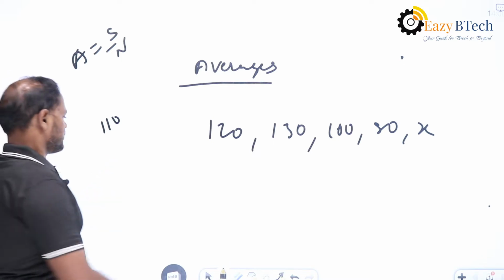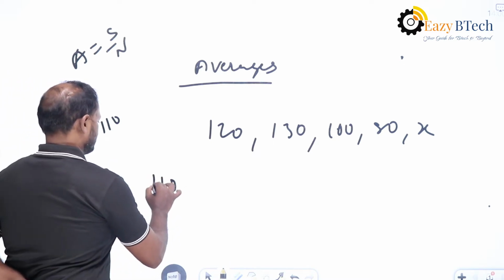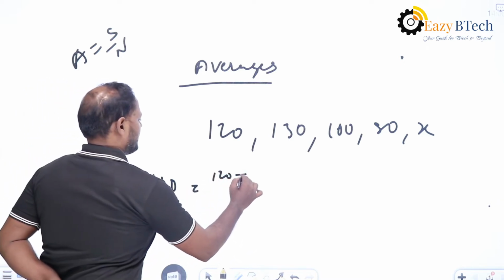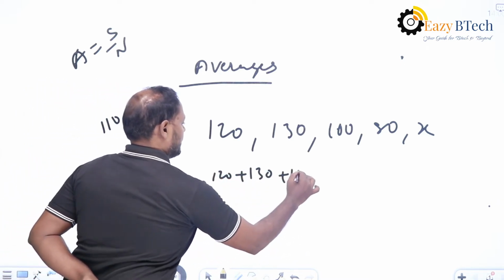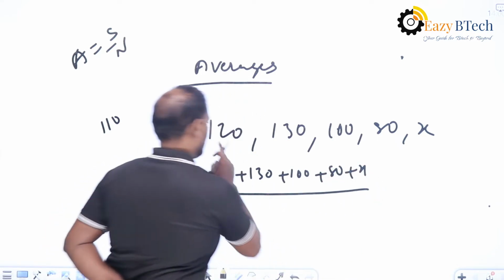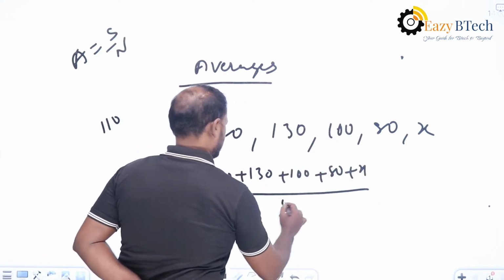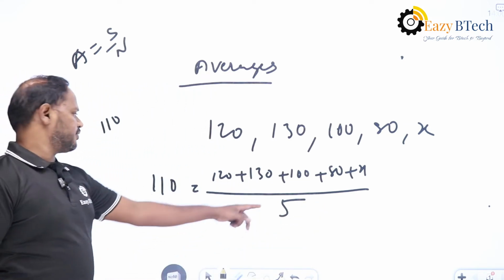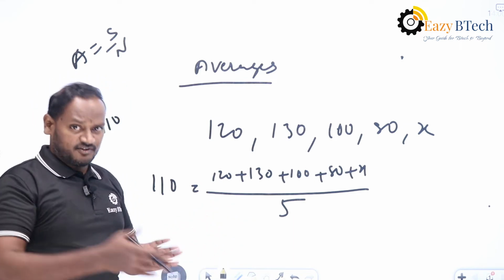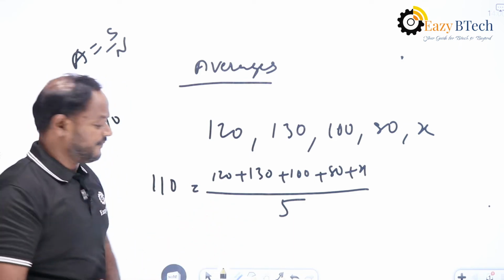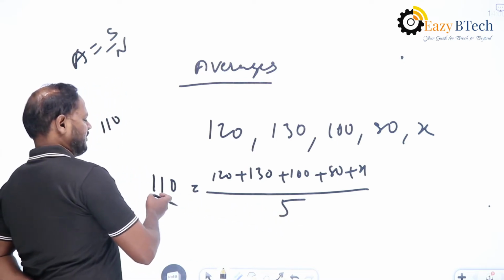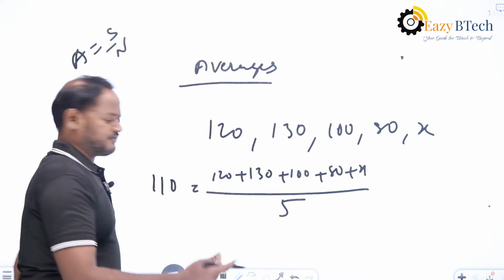Yes or no? So that's why 110 is equal to, because average is equal to sum by numbers. Sum means what? 120 plus 130 plus 100 plus 80 plus x divided by how many terms are there? 1, 2, 3, 4, 5 terms are there. Yes. Okay, this 5 should be multiplied to this number. This is the basic approach. It is only for children, not for graduate level candidates. Okay, we can multiply. So 5 into 110 will be there. 500 plus 50, 550.